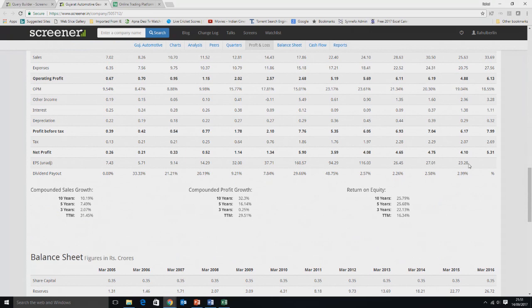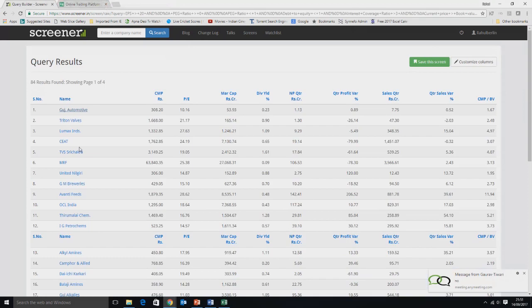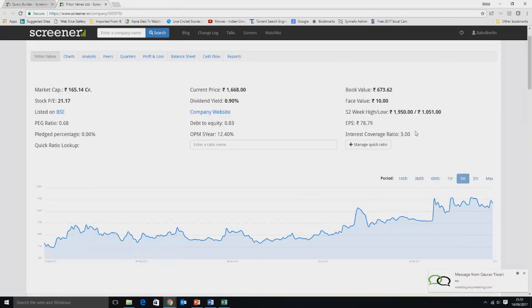Right? Correct? So what are we going to do with this company, Gujarat Automotives? Are we going to take this into our portfolio? No, right? So remove this. Go to this Triton Valves. For Triton Valves, current price and the book value, it's okay. Stock P/E is 21. Debt to equity less than 1.